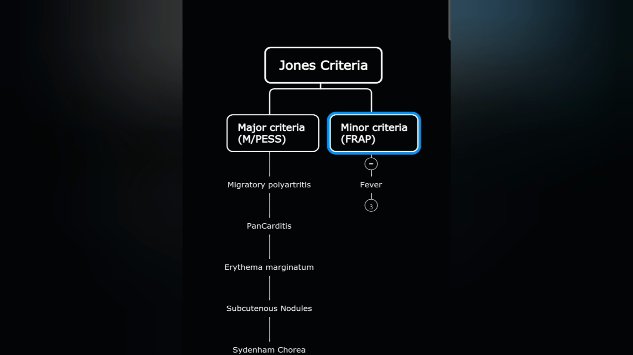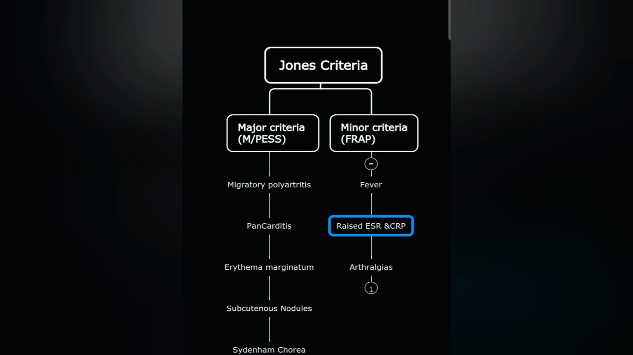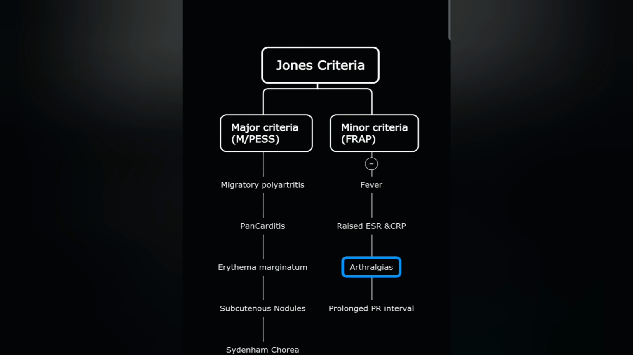Moving on to minor criteria. Remember it by mnemonic FRAP. Fever, raised ESR and CRP, arthralgia, prolonged PR interval. To confirm the diagnosis, we require 2 major criteria plus evidence of recent streptococcal infection, or 1 major plus 2 minor criteria.